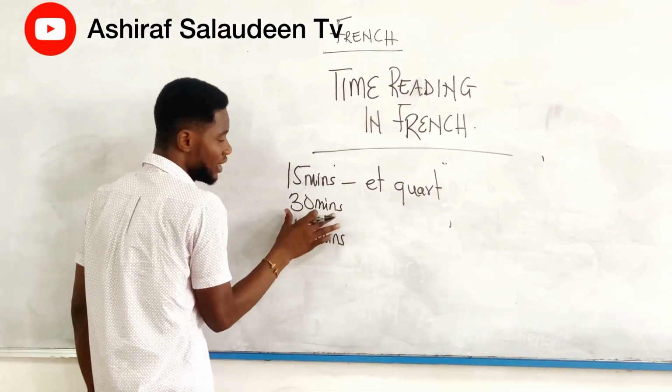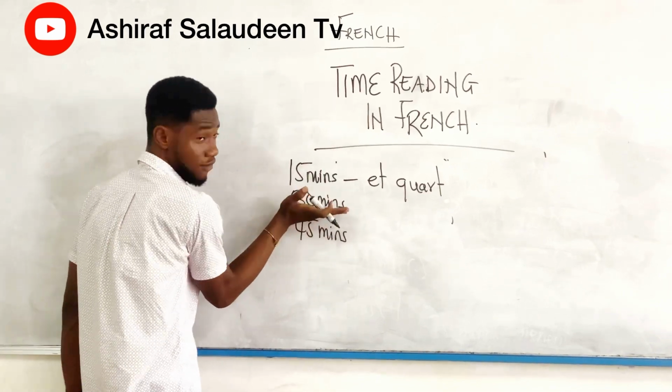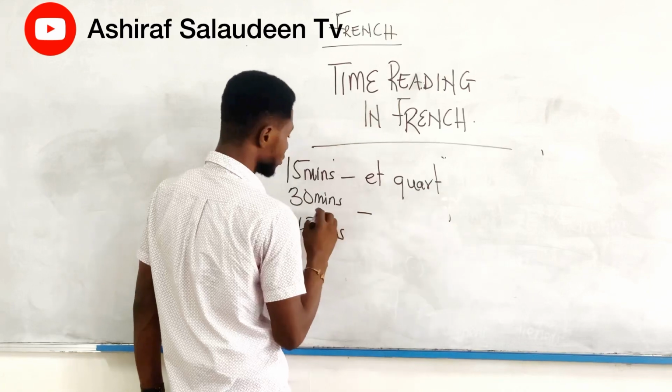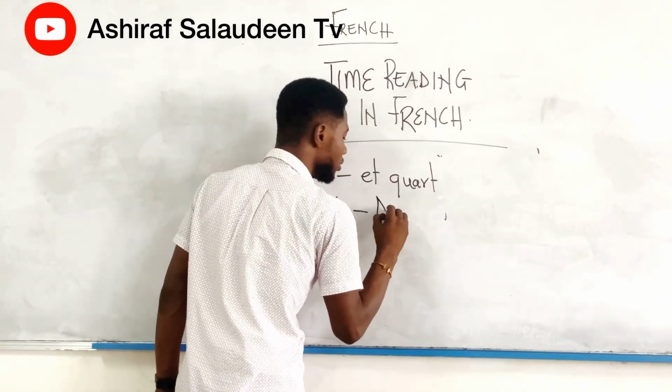Alright? So half, this is half of 60. And half in French is demi.